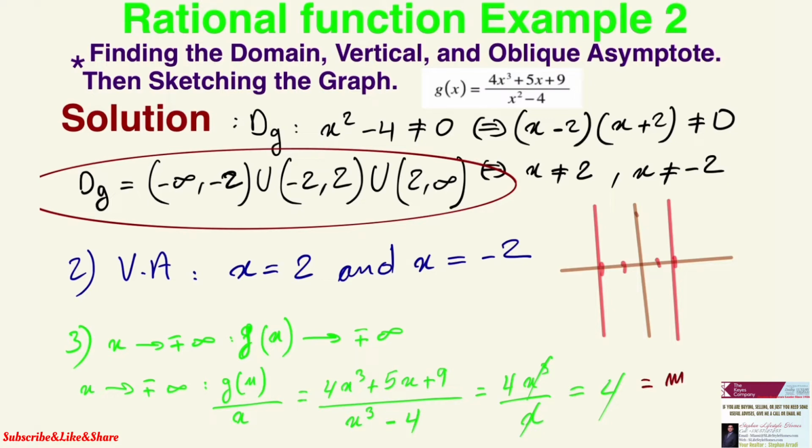So what's the oblique asymptote in this case? It is going to be something like this. We give it maybe d, which is going to be 4x plus b. So now we have to find b. Let's go to the next page and try to find b. To find b, we do this step here.